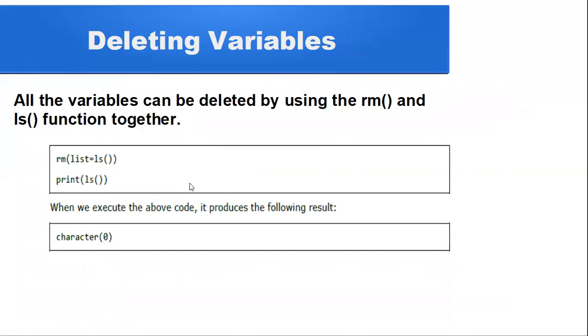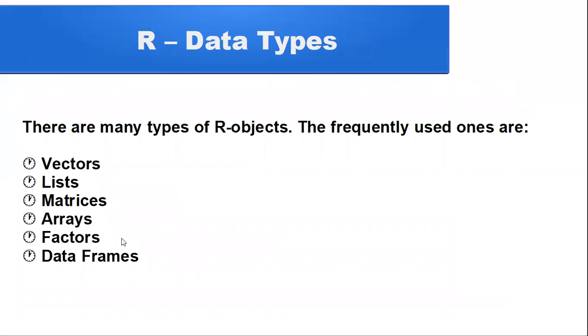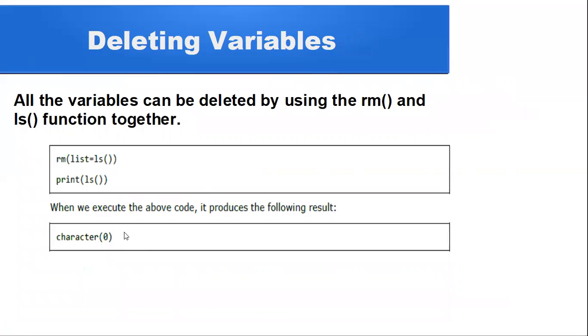Deleting variables. All the variables can be deleted by using the rm and ls functions together: rm(list = ls()). Okay, this type of thing. See the box: when we execute the above code, the produced result is character(0). Clear? Okay, thank you.